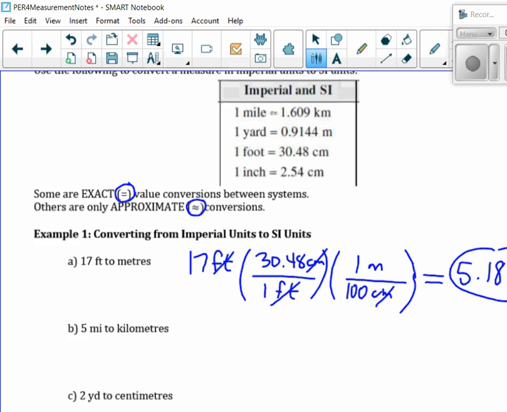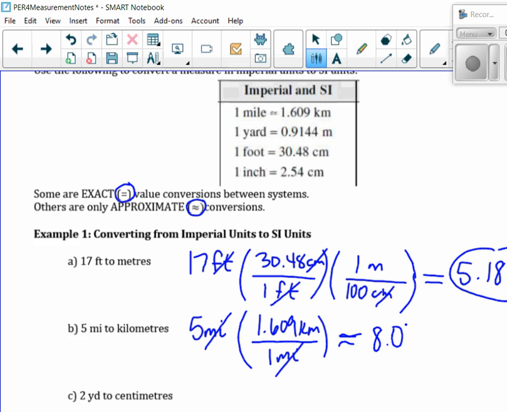Okay, so now we have 5 miles, and I need to convert it to kilometers. There's a direct conversion there, and that is 1 mile is 1.609 kilometers. So the miles will cancel. And again, this is rough, so 5 times 1.609 is 8.045, and that would be kilometers. Okay, do you want to try some more?